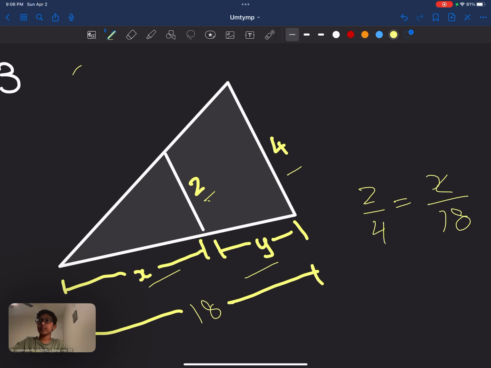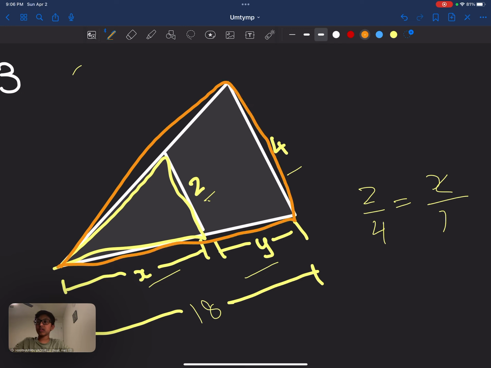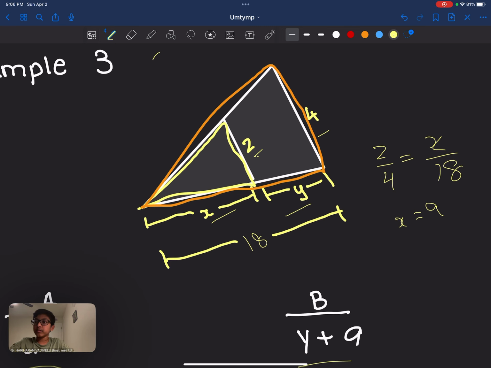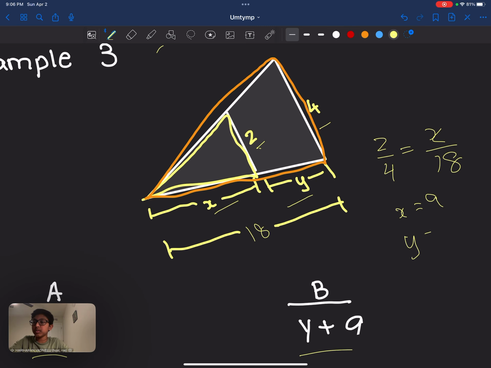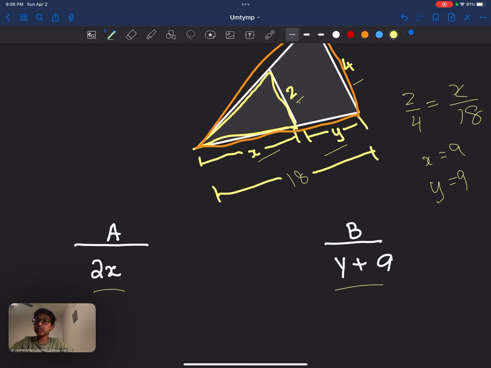Or in other words, this triangle is similar to this triangle. So because of that, we have 2 over 4 is equal to x over 18. And I'm just going to skip a couple of steps, but x is equal to 9. So if x is equal to 9 here, y is also going to be equal to 9 because 18 minus 9 is 9. So on A we have 2 times 9, which is 18. And in B we have y plus 9, which is 9 plus 9 is 18. Since the two are the same, the answer is C.